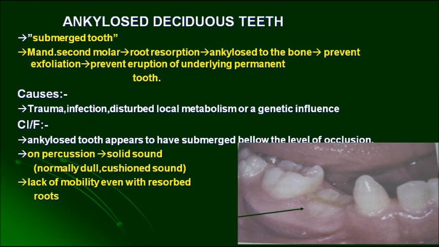So normally we have to hear a dull cushion sound on tapping on the tooth with a mouth mirror on percussing, but in case of ankylosed tooth we can hear a solid sound. Okay, so that is a difference. And there will be lack of mobility also even with the resorbed roots because it is ankylosed to the underlying alveolar bone, and there will be lack of eruption of the underlying permanent tooth. So that is otherwise known as a submerged tooth. Ankylosed deciduous tooth is otherwise known as a submerged tooth. So these are the important points.